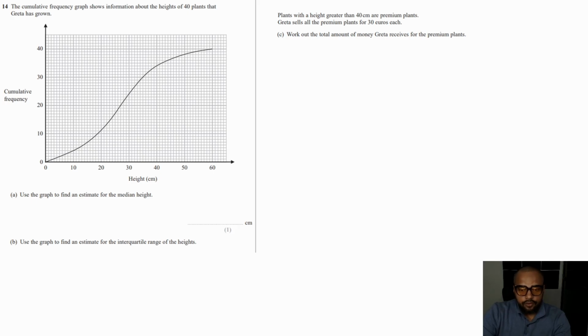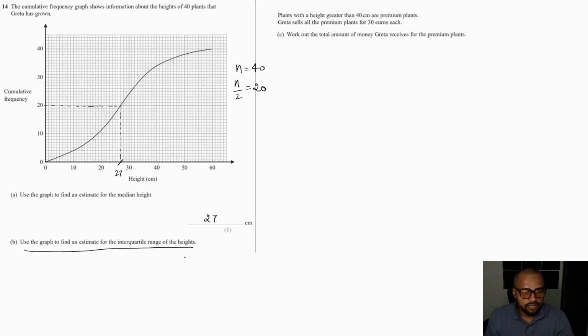Okay, so in this 14th question, students, they have given the cumulative frequency of 40 plants. So n is 40 here, so n by 2 will be 20. We need to see that for cumulative frequency 20, what is the data for the height? We just need to draw a perpendicular line from the observed point to the x-axis. So it is coming out to be 27. So 27 centimeters is the median height.